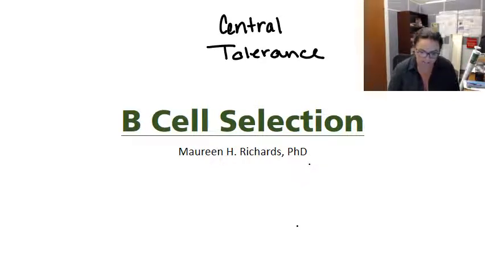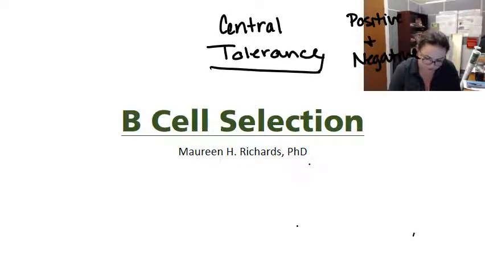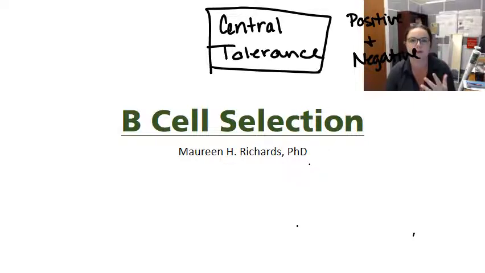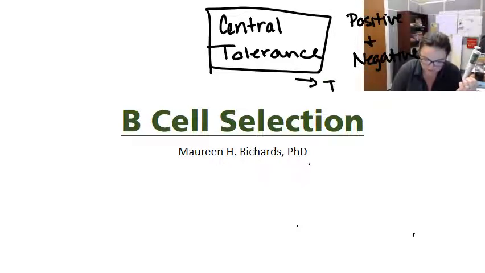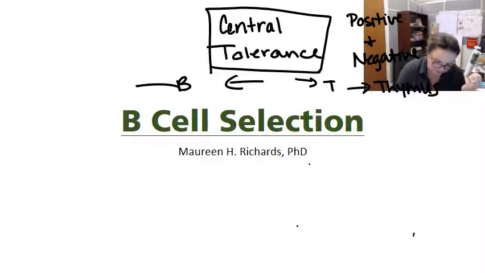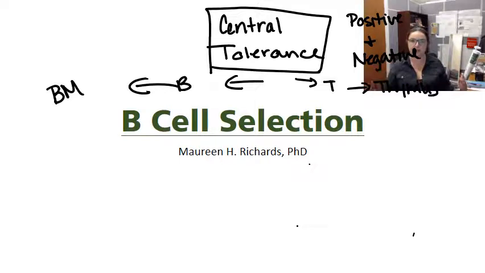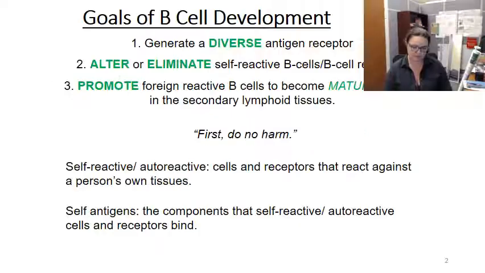For T cells, the process is known as positive and negative selection. And those are processes of central tolerance. It's referred to as central tolerance because it takes place in the central or primary lymphoid organs. So for T cells, that's going to be the thymus. And for B cells, this process is going to take place in the bone marrow, right? Because that's where those cells develop, and we're going to check them there, and that's central tolerance.